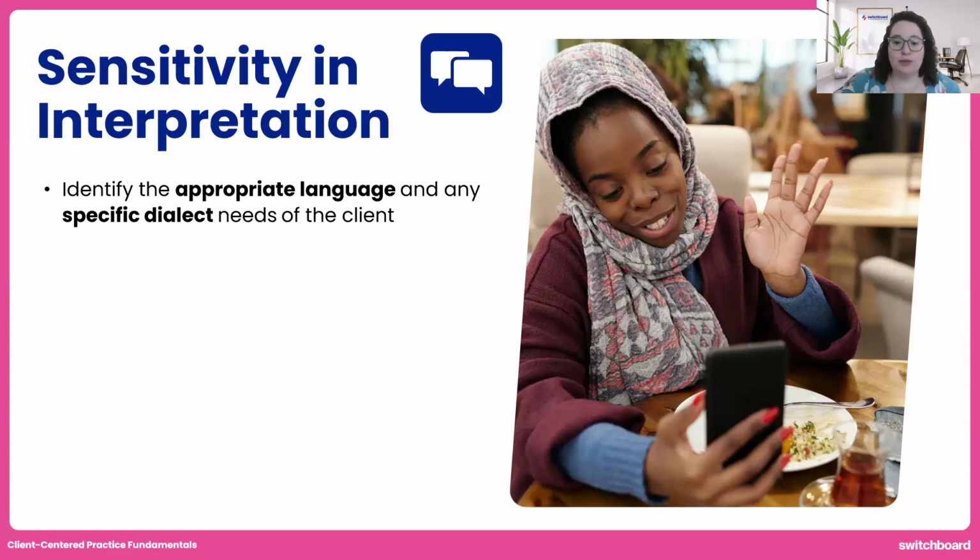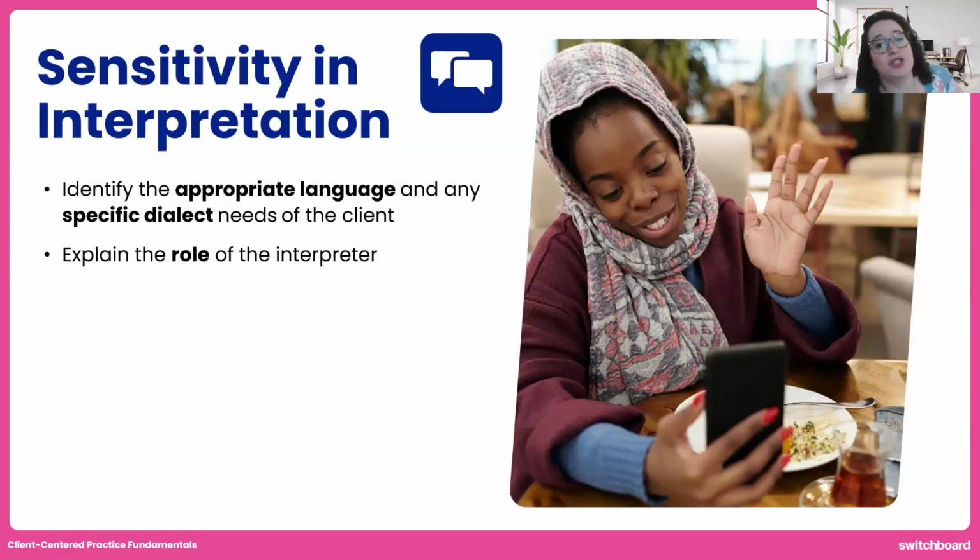So really do your research. What does the client need specifically, and how can you find that in interpretation? Explaining the role of the interpreter, so what are they there to do, to communicate the information, and along with that goes reinforcing confidentiality. So any confidentiality you're bound by, the interpreter is going to be bound by, making sure that clients know that so that they can trust that this other person is in the room.